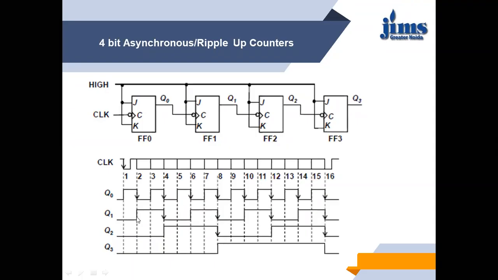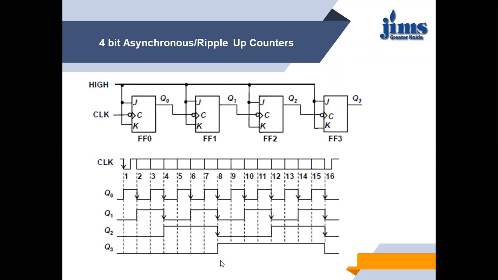Now Q1 is the clock to the next flip-flop. So Q1 will act as a clock. I have marked here the negative edges. Whenever there is a negative edge, output will change. Again, Q2 acts as a clock to the next flip-flop. Now Q2, here is the first negative edge, and here is the second negative edge, and Q3 will change whenever it detects a negative edge, 0, 1, like this.